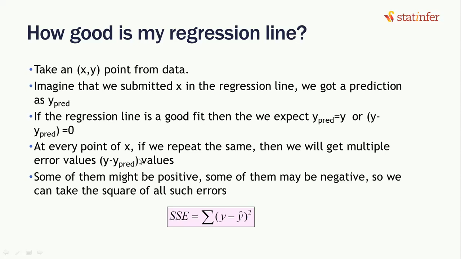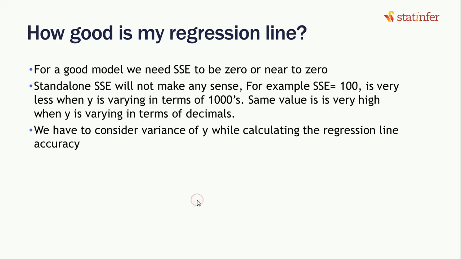At every point of x, if we repeat the same, we get multiple error values. And those error values should be very low, and we called this SSE, which we also understood in our last video. But SSE is not a good measure by itself. For a good model, we need SSE to be 0 or near 0. But standalone SSE does not make any sense. Why? Because we need a scale. We need SSE to be compared with something else.